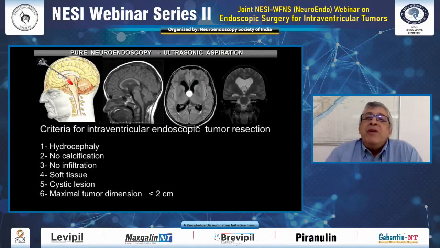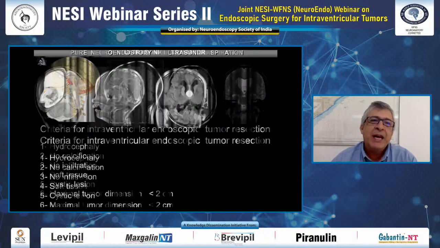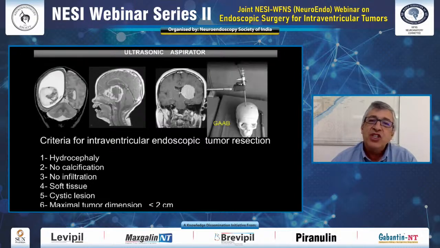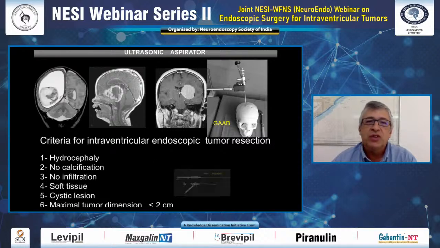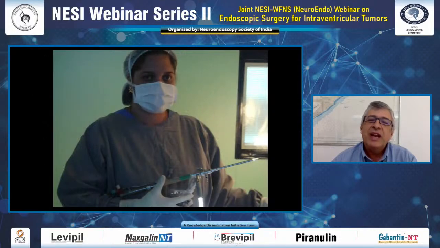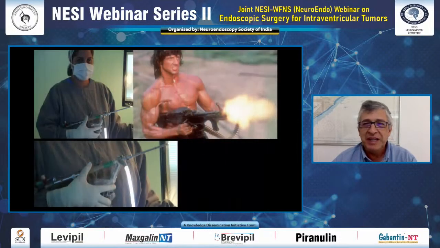So when you have the aspect of the intraventricular tumor, in the literature, to remove it, sometimes you have a big tumor, not hydrocephalus, not soft tissue. In that situation, you can use CUSA, as Dr. Ortel showed. It's this machine. It looks like a gun. It's again to destroy this tumor like that.